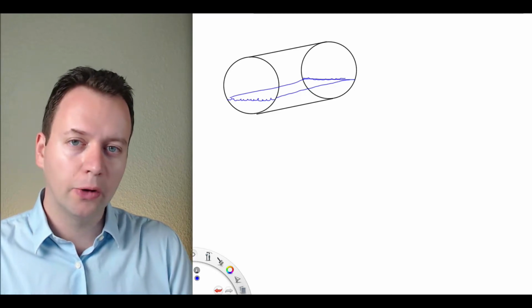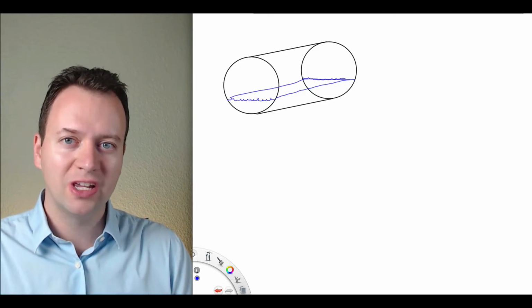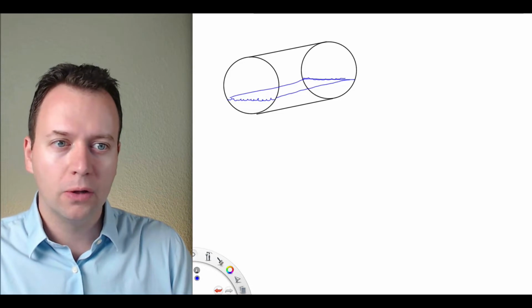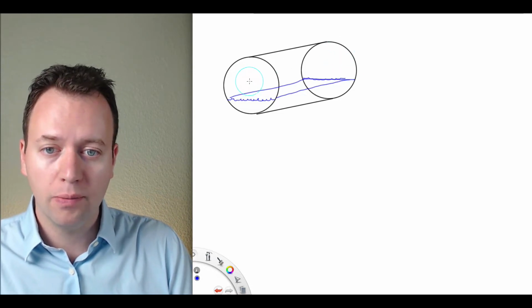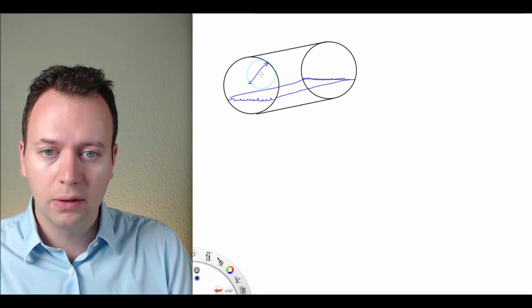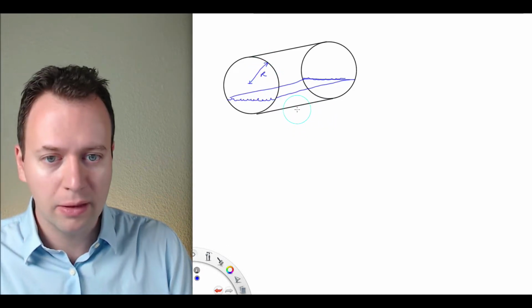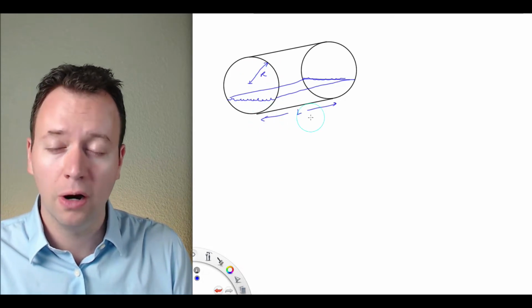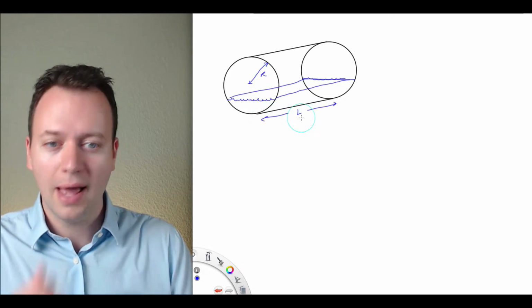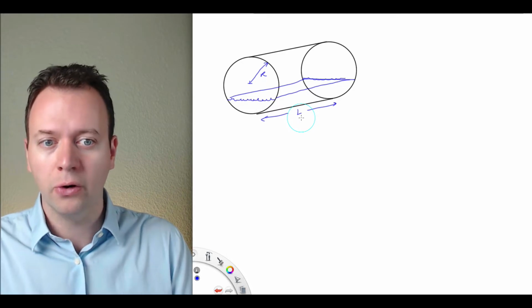In this example, we're going to consider a large cylindrical tank. So imagine that we have a large cylindrical tank with base radius r and length L. So we have this overall length L and a base radius r. So this has the shape of a right circular cylinder.